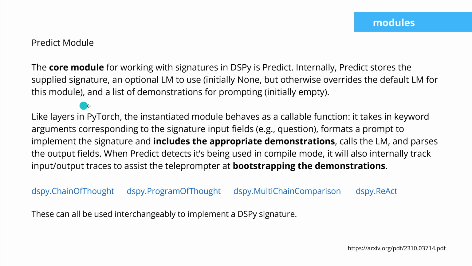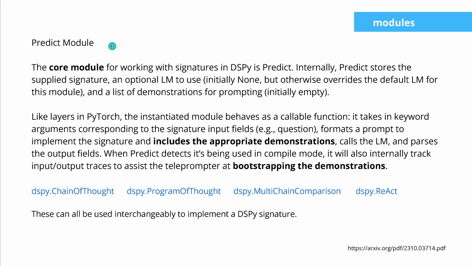They build it like layers in PyTorch when we build a neural network structure on our transformer network. So this instantiated model behaves as a callable function. It takes in the keyword arguments corresponding to the signature input fields, for example, question. It formats a prompt to implement the signature, and it includes the appropriate demonstrations, calls the language model, and parses the output fields. And when you use it in the compilation mode, it will also internally track input-output traces to assist the teleprompter at bootstrapping the demonstrations.